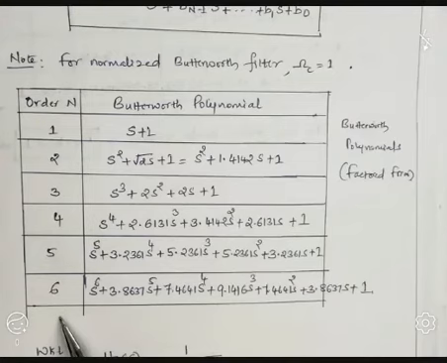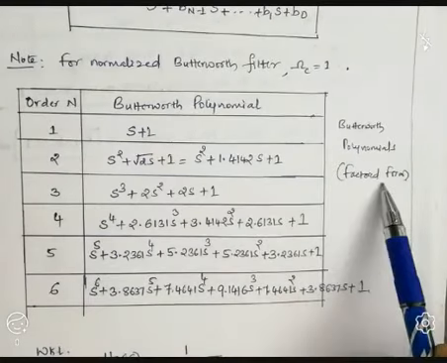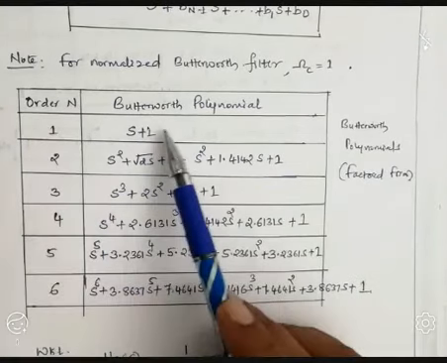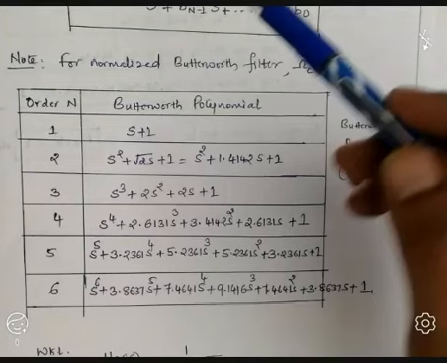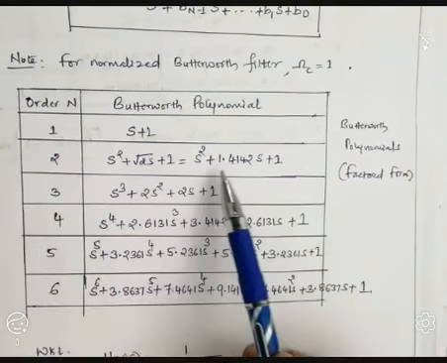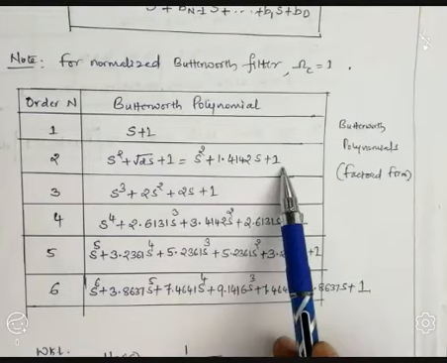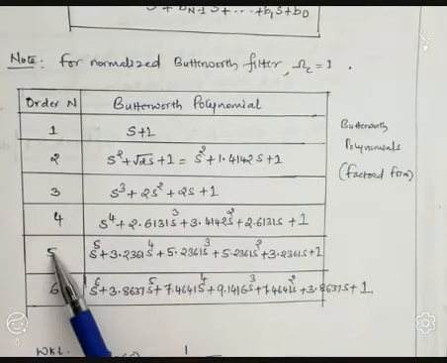So this table indicates, if you are expressing the Butterworth filter system function in factored form, if the order of the filter n equal to 1, then H of s equal to 1 divided by s plus 1. If the order of the filter n equal to 2, then the system function of the Butterworth filter is 1 divided by s square plus 1.4142 s plus 1, and so on. For n equal to 3, we are getting this answer. 4, this; 5, this; 6, this. Likewise we have to calculate the system function.